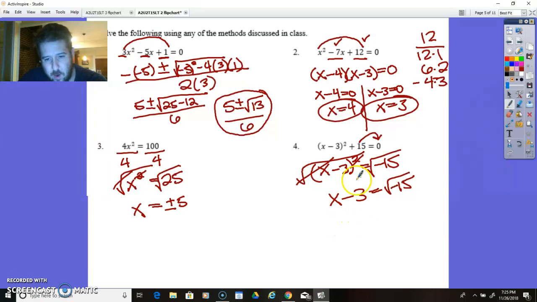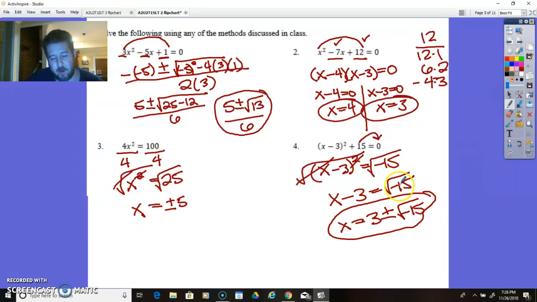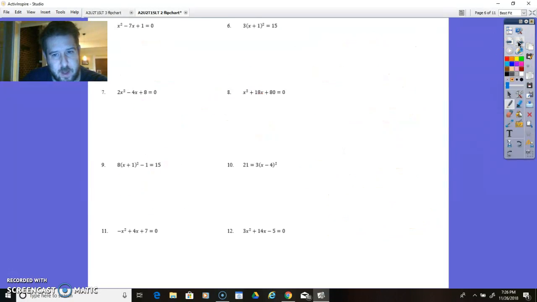And just like we did on the warm-up, I'm going to move this to the other side. I get 3 plus or minus the square root of -15. Now, this is going to be an imaginary number, 2 imaginary answers, because it's a negative square root. There is no real number multiplied by itself that ever gives you a negative. Once again, a couple videos from now.